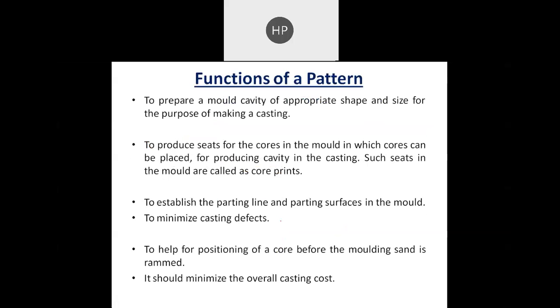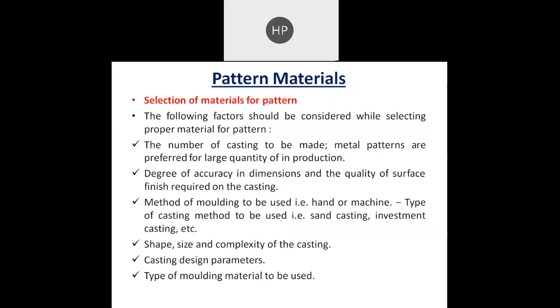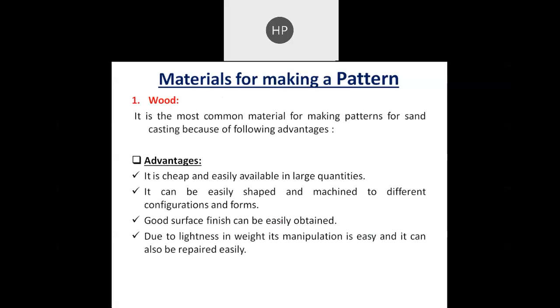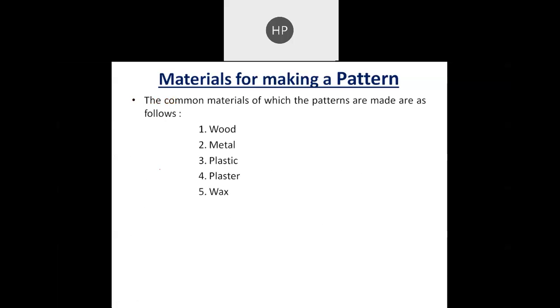Then we have talked about several functions of the pattern, and how we can select the material for the pattern. Then we started our discussion on the various kinds of material used for a pattern, and in that we have already talked about wood. These are the five common materials which are used: wood, metal, plastic, plaster, and wax.